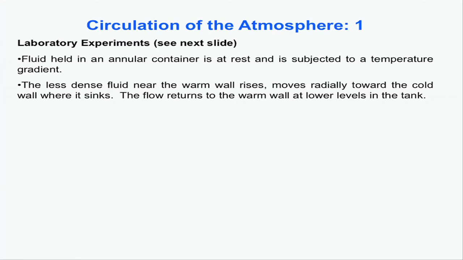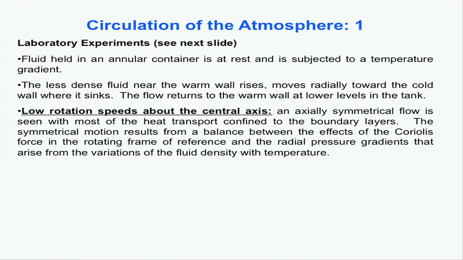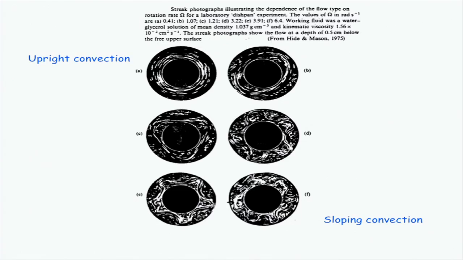Now, when we have low rotation speeds about the central axis, we get what's called axisymmetric flow. Let's just go to the pictures now. So, top left shows the low rotation speed, where we have more or less upright convection. We start to rotate that drum, what happens? We get these long, thin streaks, and we get this symmetric pattern. So these are what are called symmetric flow, and most of the heat transport from the hot outer wall to the inner cold wall is essentially across the boundaries of those layers.